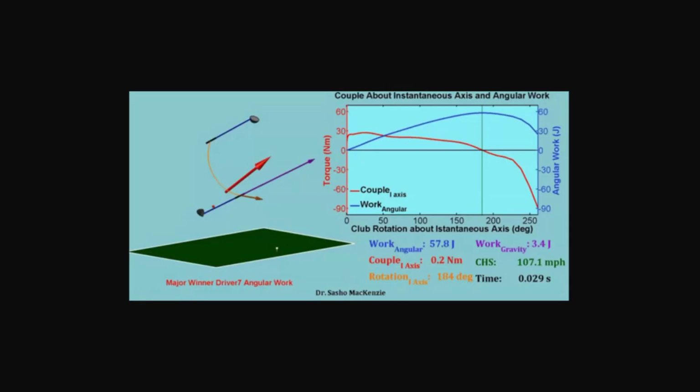So the hand couple is performing only a fraction of the total work applied to the club handle to generate a club head speed at impact of 120 miles per hour. Now, look at this graph. I mentioned to you that it's negative in the late downswing. And the closer it gets to impact, the more negative the hand couple torque is.